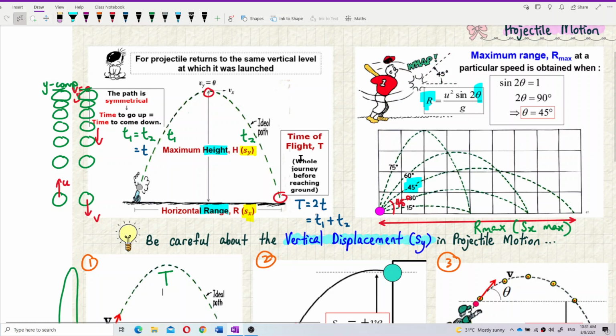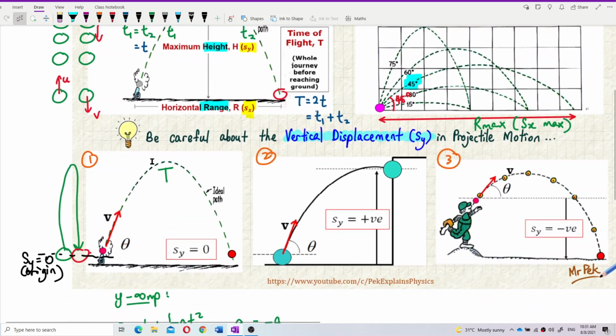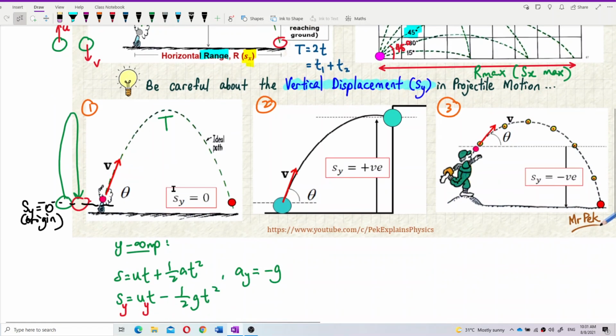What is the time of flight for the whole journey before reaching the ground? How to find the total time of flight? The total time of flight for this projectile motion is the same as the time for the free fall motion. We can say this is the time for the y component. This time of the projectile motion is the same as the time of the y component.